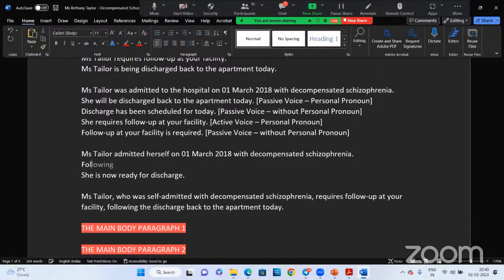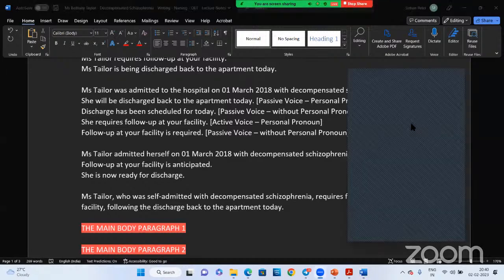Follow up at your facility is required. Follow-up at your facility is anticipated, is expected, is required. So that is why you're writing. You're expecting follow-up at their facility. So that's why you're writing like this.